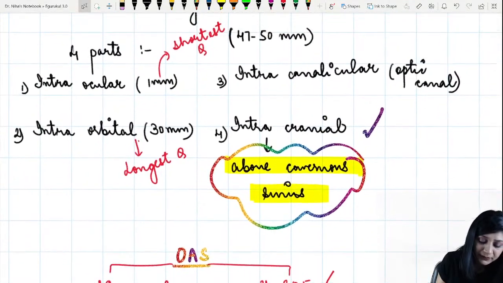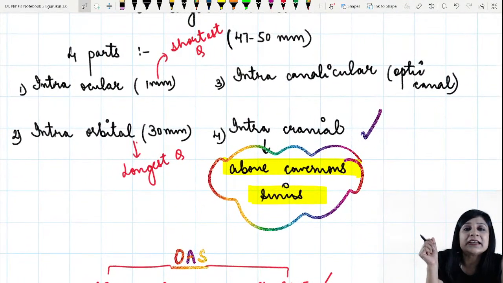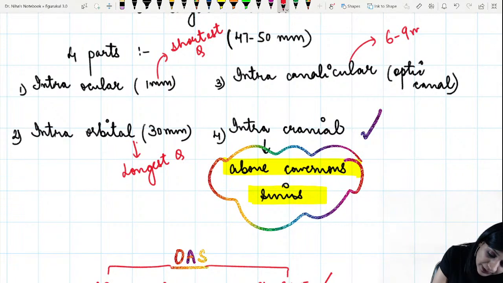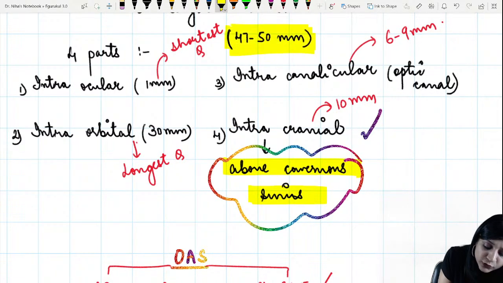Intraocular is 1 mm, that is shortest. Intraorbital is 30 mm, that is longest. Intracanalicular is about 6 to 9 mm and intracranial is 10 mm. The total length is 47 to 50 mm.